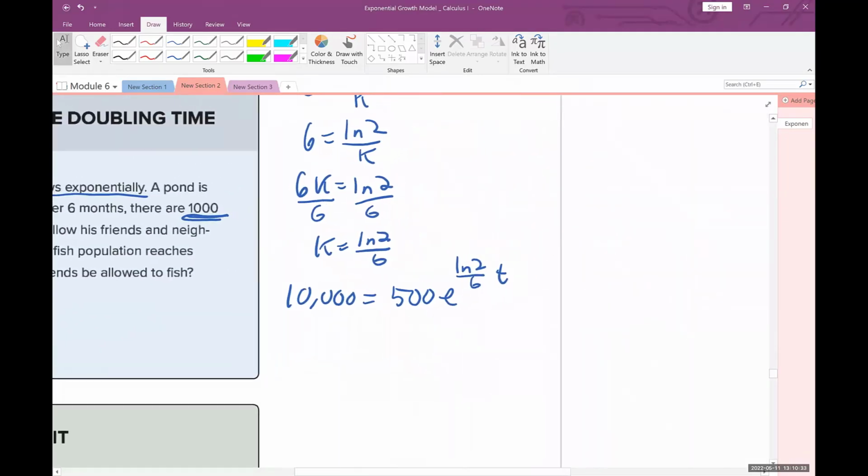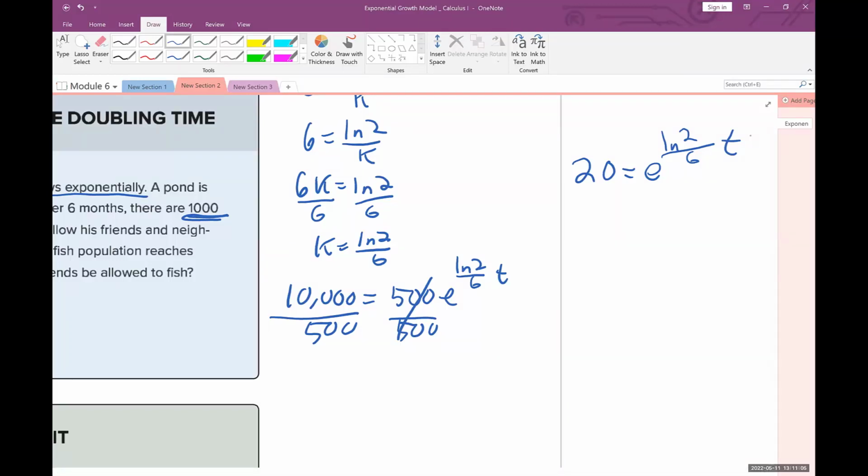Okay, what are we going to do with that 500? Divide it out. 10,000 divided by 500 is 20. So 20 equals e to the natural log of 2 over 6 times t. Now how do we get rid of the e? How do we bring that power down?